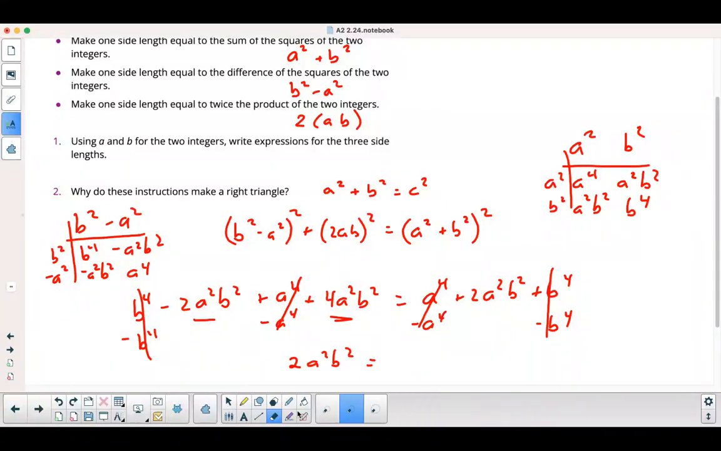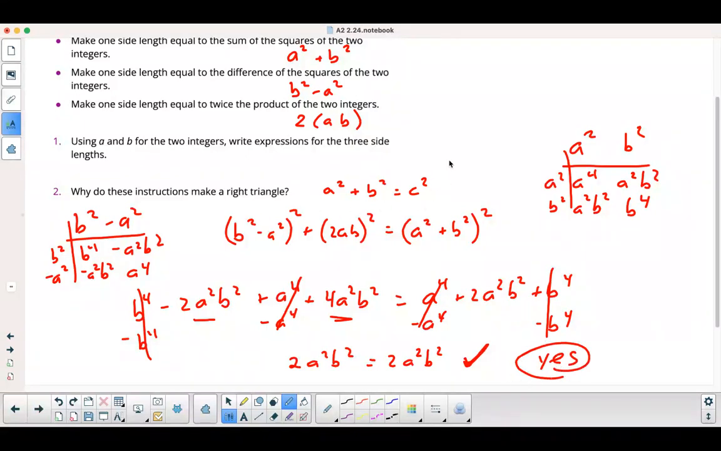And so I just combine those like terms. And the only thing left on the right is the 2a squared b squared. So they are equal. So your answer is, I use some algebra and I would say yes, they're always going to be a right triangle because I plugged them into Pythagorean's theorem because I know Pythagorean's theorem is for right triangles. Okay.